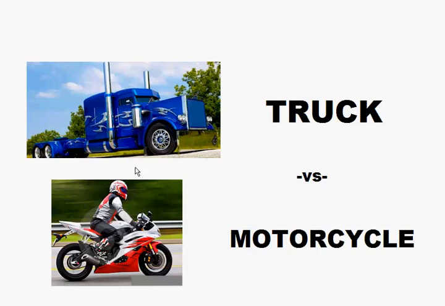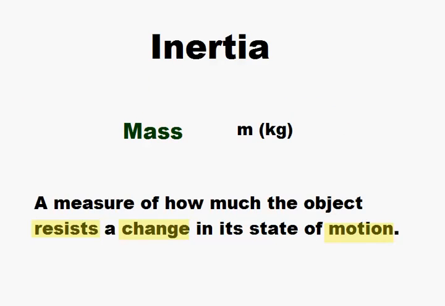And then conversely, if the truck is moving, if this truck is coming towards you, it's going to be harder to stop the truck. The motorcycle is going to be easier to stop. Again, the truck is going to be harder to turn, and the motorcycle is going to be easier to turn. Inertia, the law of inertia.